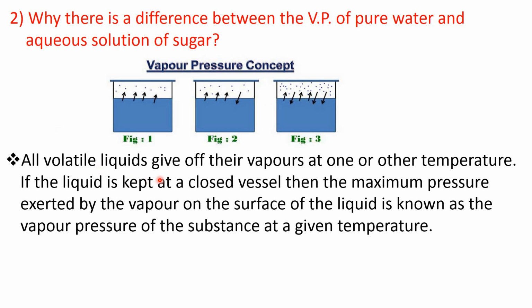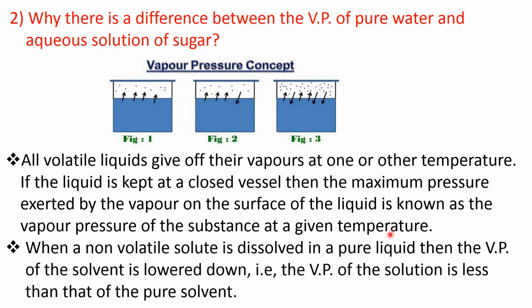Now, all volatile liquids give up their vapors at one or other temperature. If the liquid is kept in a closed vessel, then the maximum pressure exerted by the vapor on the surface of the liquid is known as the vapor pressure of the substance at a given temperature. Now, when a non-volatile solute is added to this pure liquid or pure solvent, then the vapor pressure of the solvent is lowered. That means the vapor pressure of the solution is less than that of the pure solvent.